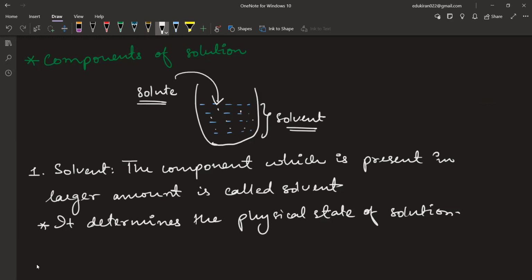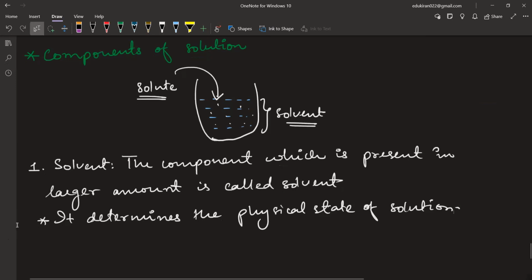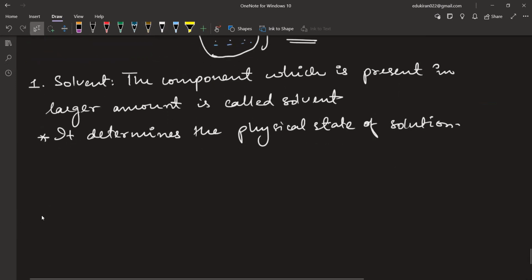Okay. Now, there's also one more thing regarding solvent that you can remember. If both the things are liquid, then the liquid with lesser boiling point will be the solvent. If you have two components, both of them liquid, and both present in equal amount, then we say that the solvent is the one which is having lower boiling point. Okay, so please write.